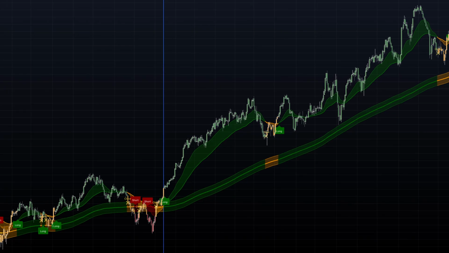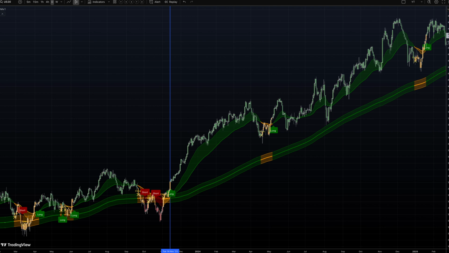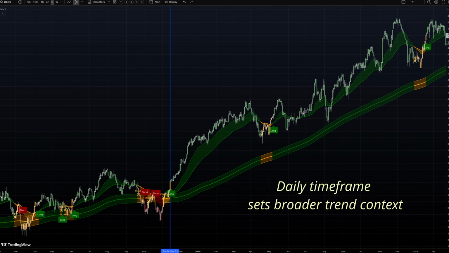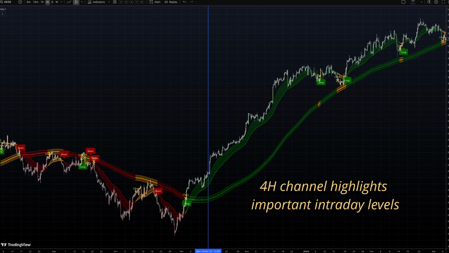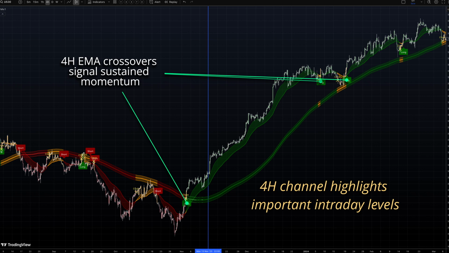A top-down approach strengthens strategy application. Begin with the daily time frame to establish the broader trend and key technical levels. The 200 EMA here acts as a filter. Only trade in the direction it confirms. The 4-hour chart provides tactical refinement. Its channel boundaries often match intraday levels, and its EMA crossovers reflect momentum that can persist across sessions.